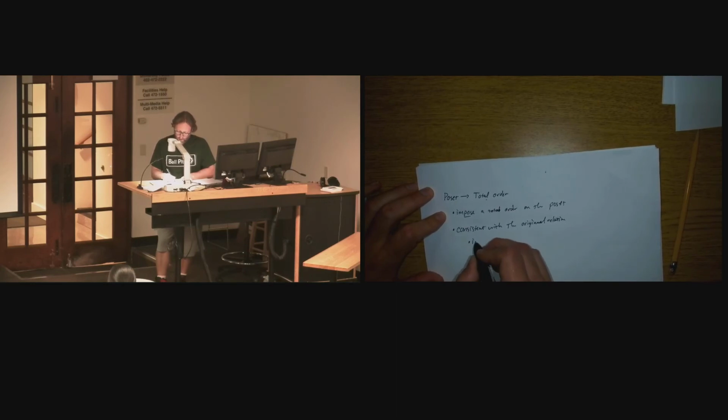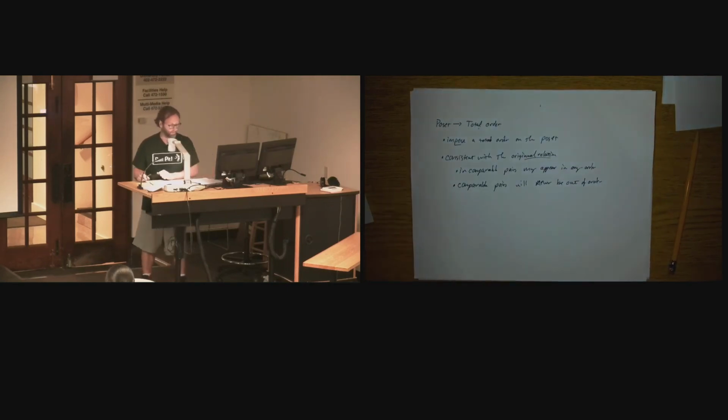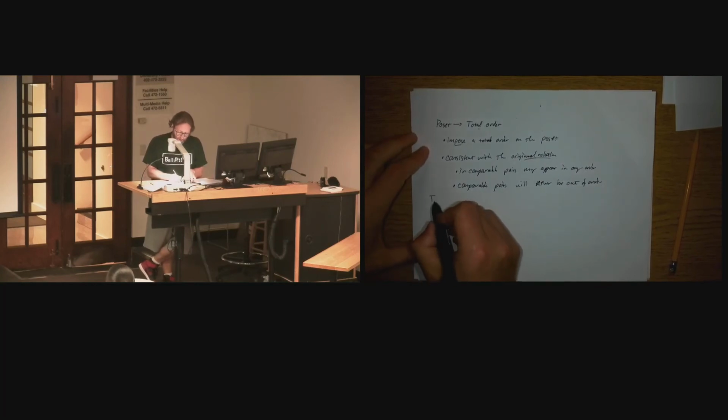Right? Incomparable pairs may appear in any order, but comparable pairs will never be out of order with respect to the original relation. Okay? So the solution here is a topological sort. Right? And all it is, is an application of DFS.